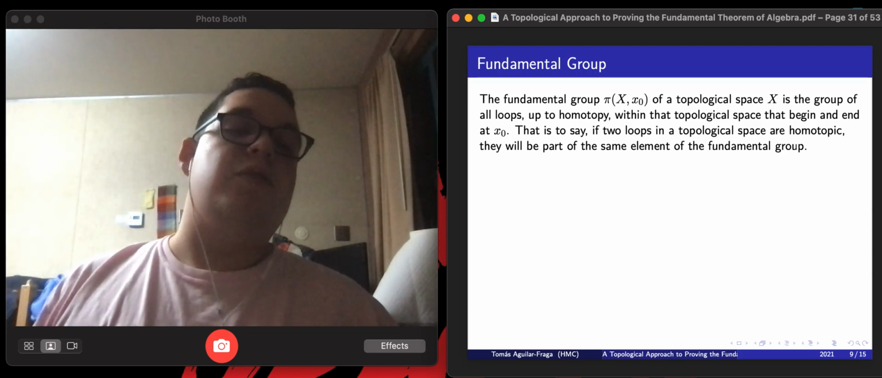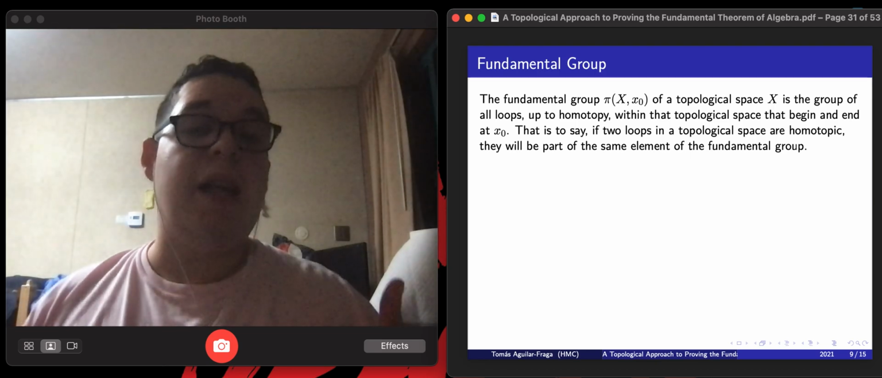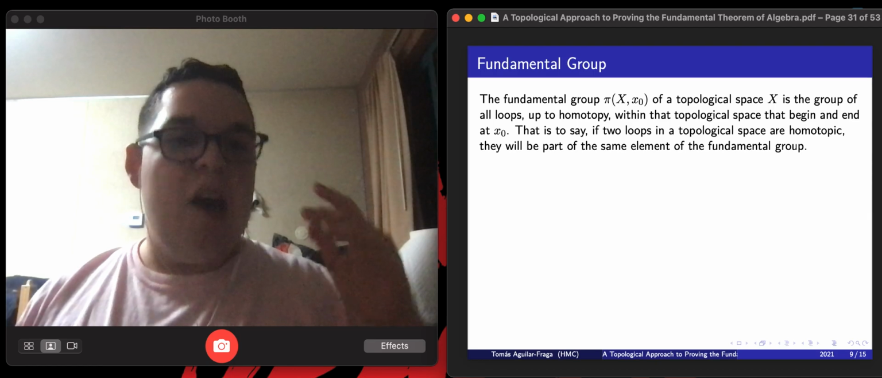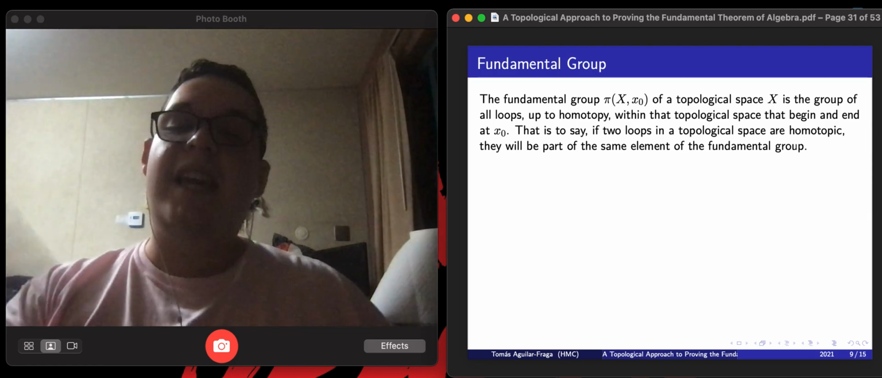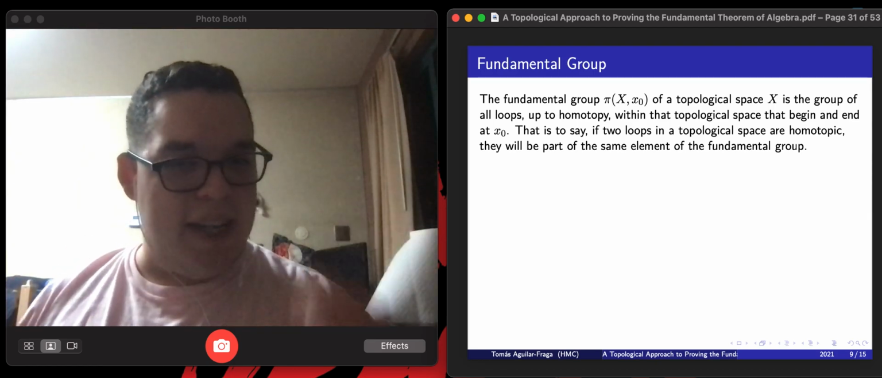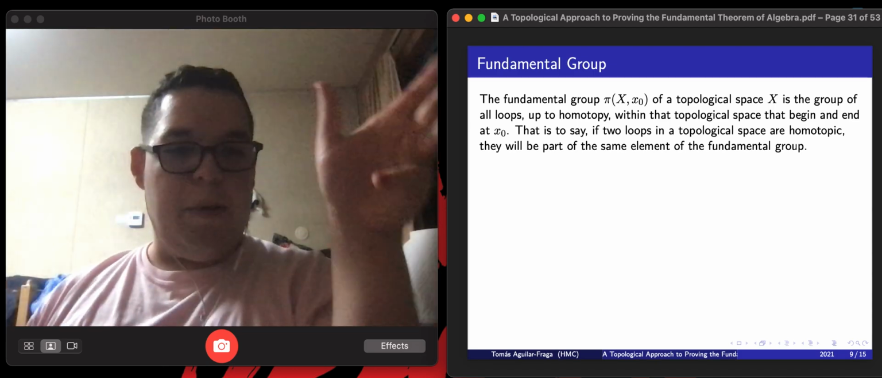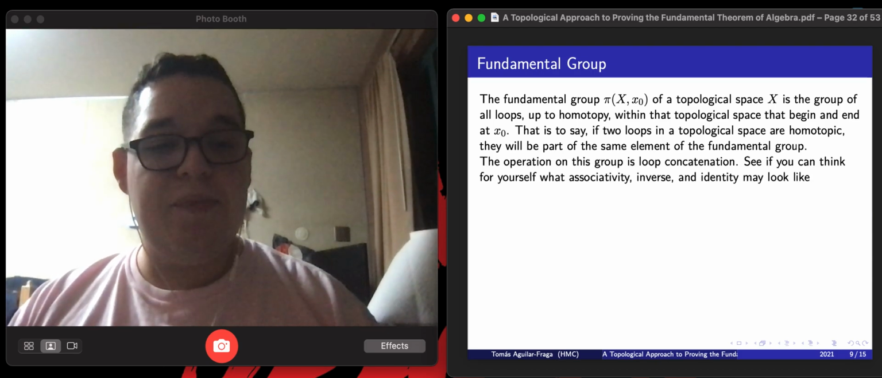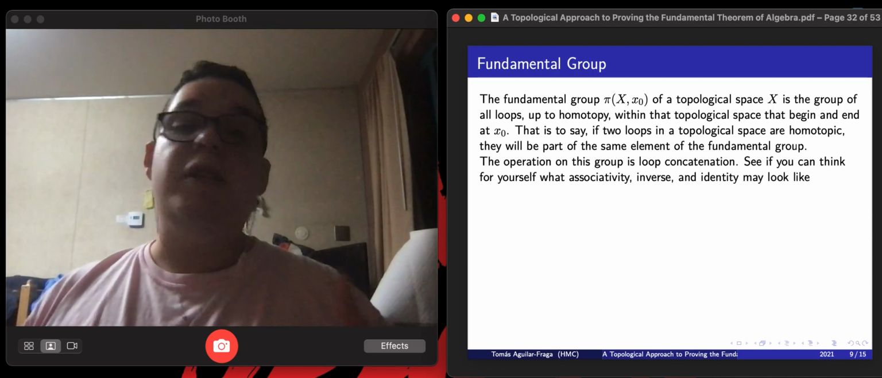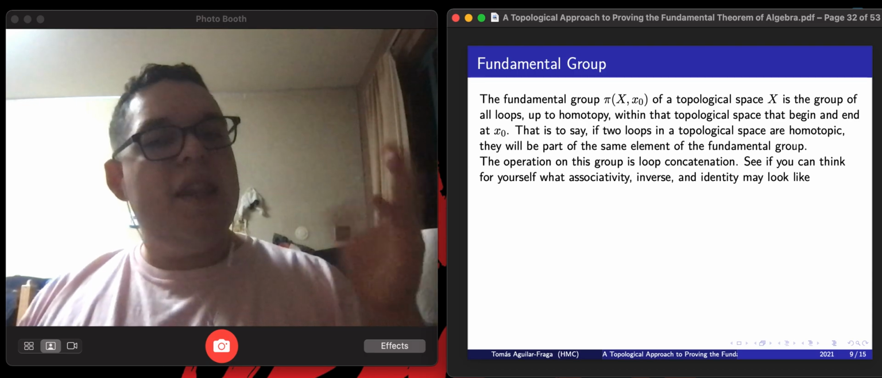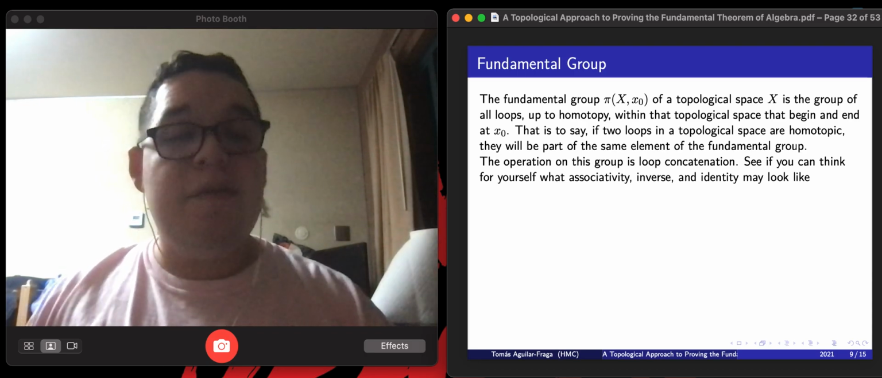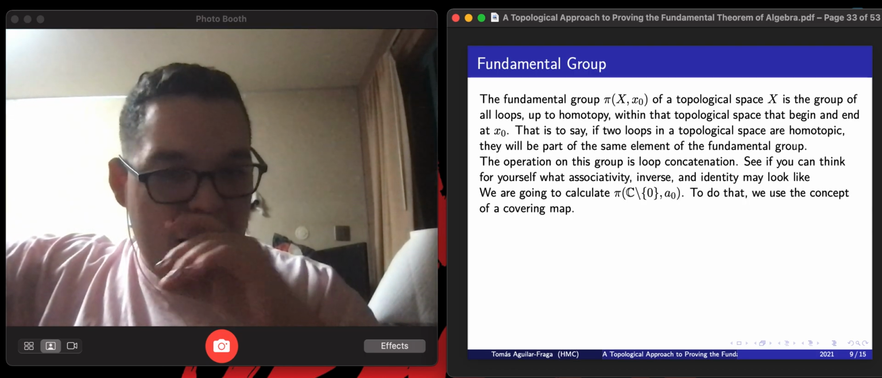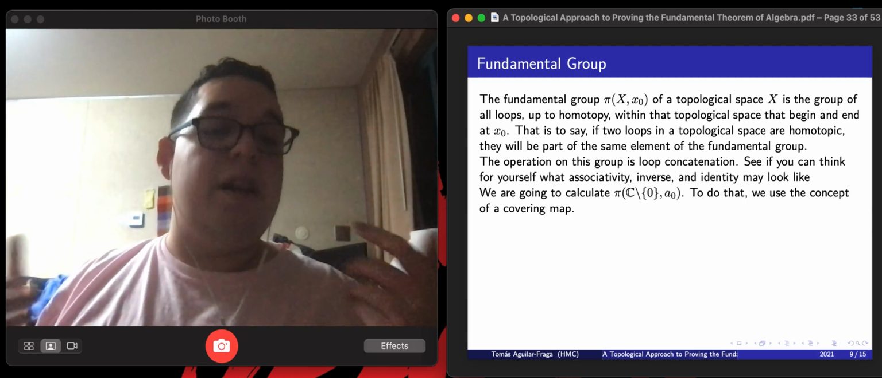Let's start with the fundamental group, right? The fundamental group of a topological space X is the group of all loops up to homotopy within that topological space that begin and end at this little x naught. So if two loops in a topological space are homotopic, they'll be part of the same element of the fundamental group. The operation on this group is loop concatenation. See if you can think for yourself what associativity, inverse, and identity might look like, or feel free to look them up afterwards. Now we're going to calculate this fundamental group.